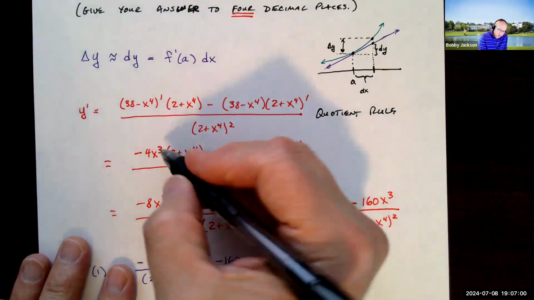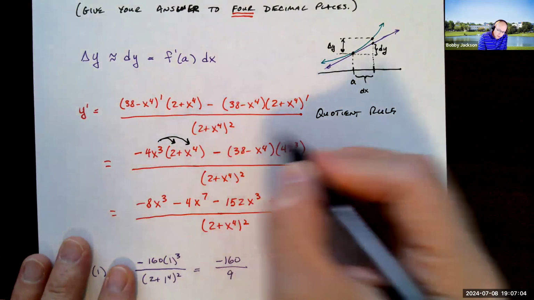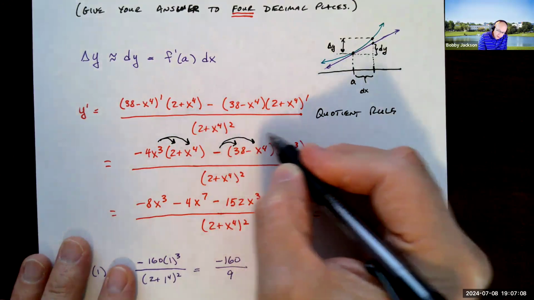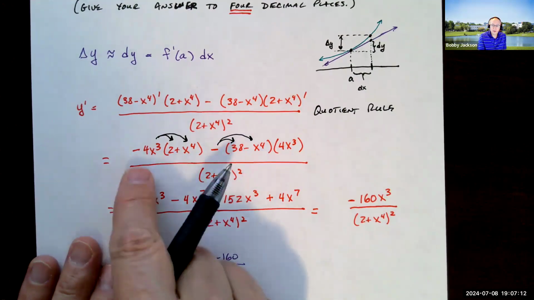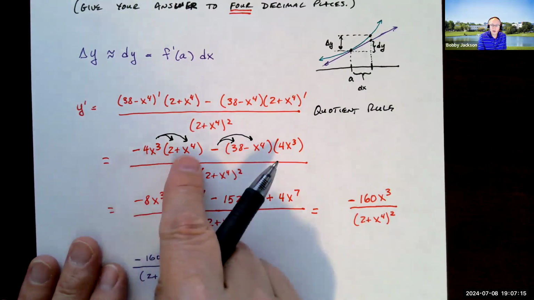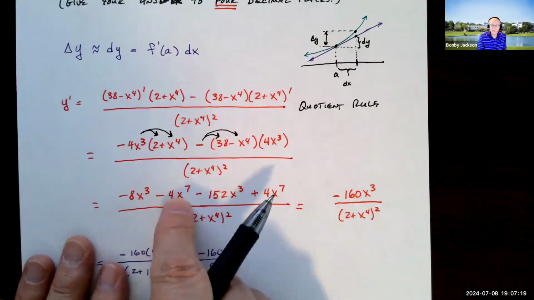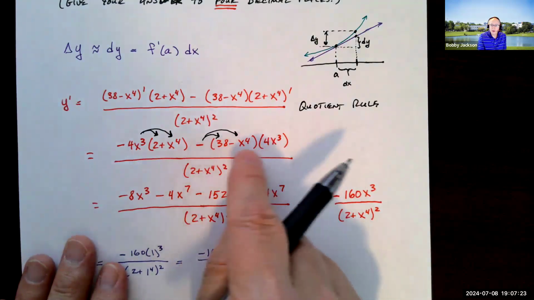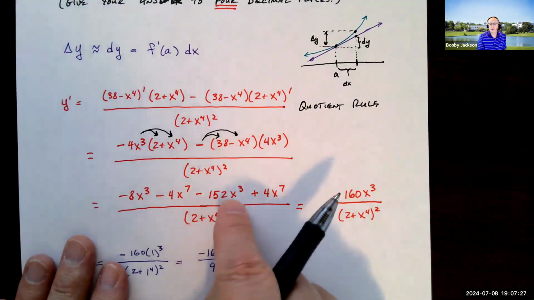And now I just want to be careful to simplify and distribute that through. And I'm going to be careful to distribute this negative through. So you got to do that and this 4x cubed. So I get negative 4x cubed times 2 is negative 8x cubed. Negative 4x cubed times x to the fourth is negative 4x to the seventh. Remember, we add the exponents here. And then here I got minus 38 times 4x cubed. Well, 38 times 4 is 152, so I get negative 152x cubed.